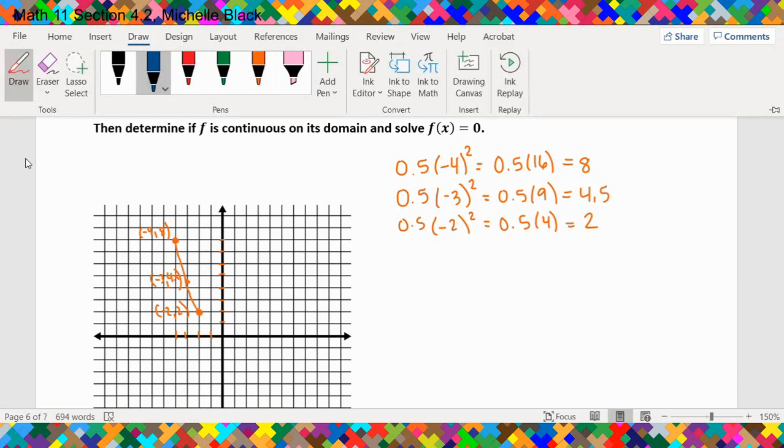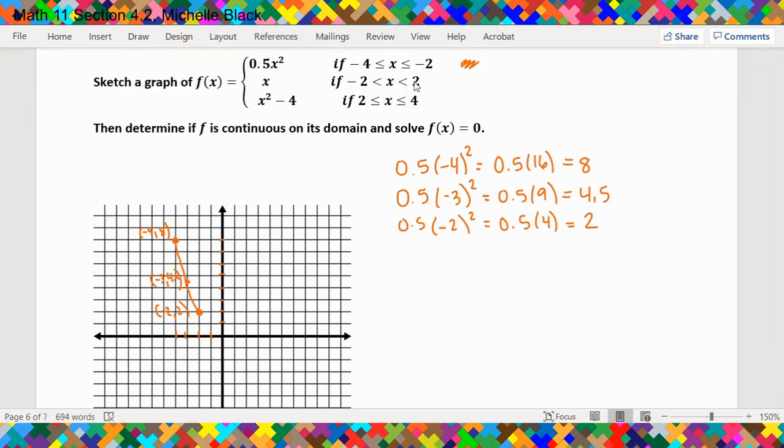Now let's graph x for between negative 2 and 2. Well, this is just a line with slope 1 passing through the origin. So when I plug in negative 2, I just get negative 2. But this negative 2 is not included, so I'm going to have an open circle. If I plug in negative 1, again, I just get negative 1. 0 gives me 0. 1 gives me 1. But when I plug in 2, which is not included, I get back 2, but I need an open circle. And this is a line.